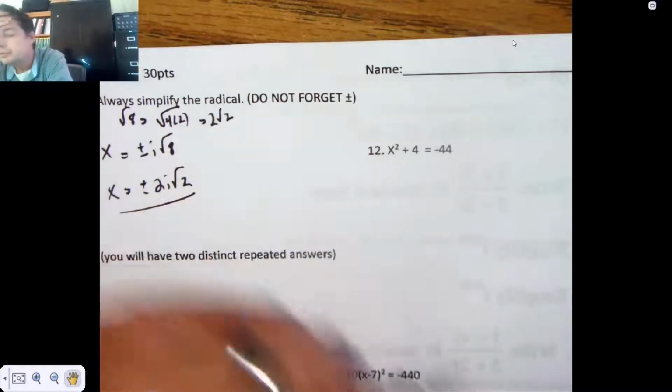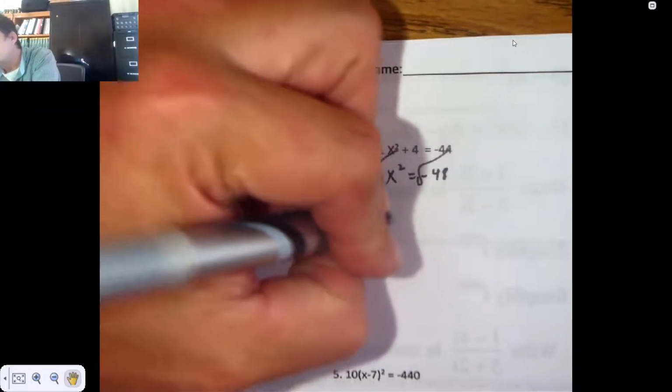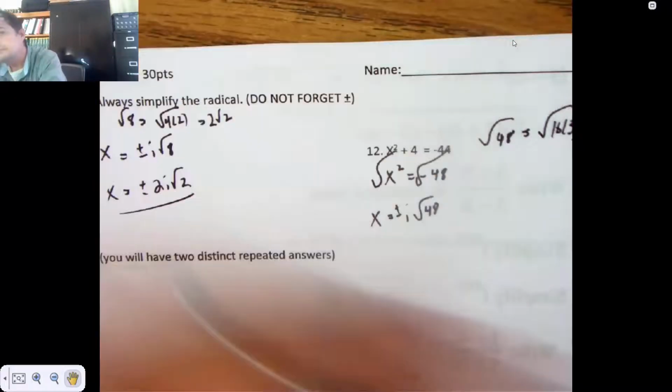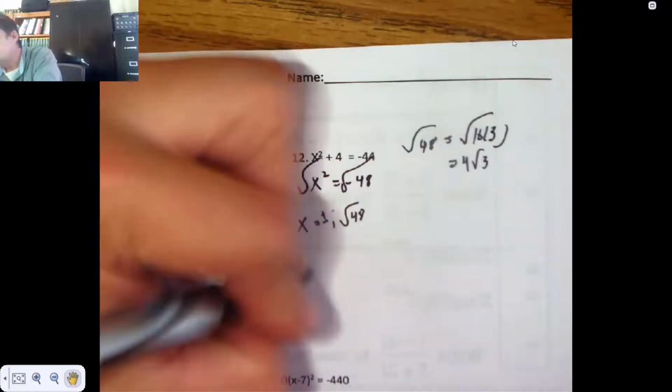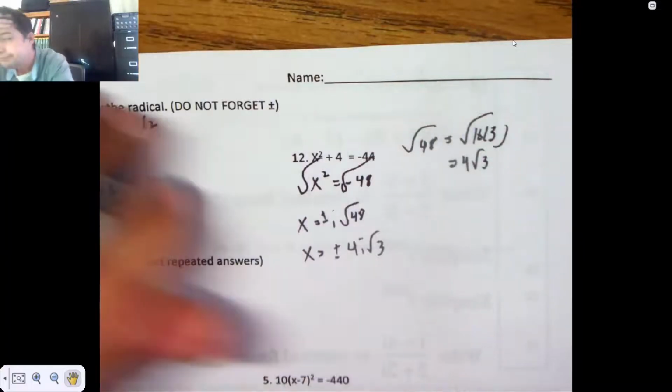This one will be about the same difficulty. We'll subtract 4. We'll get a negative 48. We'll take the square root of both sides. That's going to be the imaginary root of 48, plus or minus. 48 factors as 16 times 3. And the root of 16 is 4, so 4 root 3. So x is plus or minus 4i root 3.